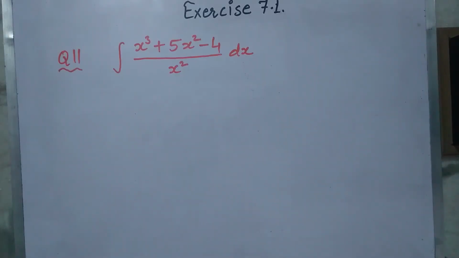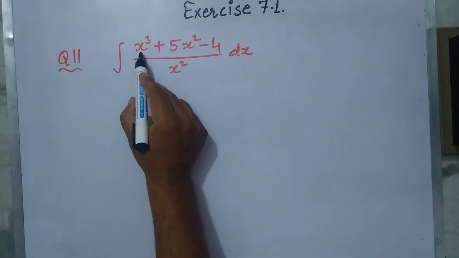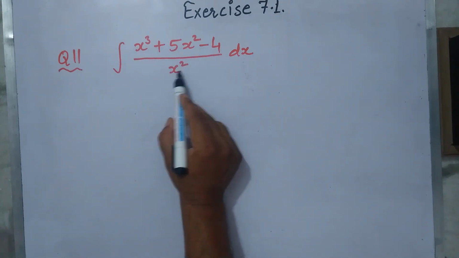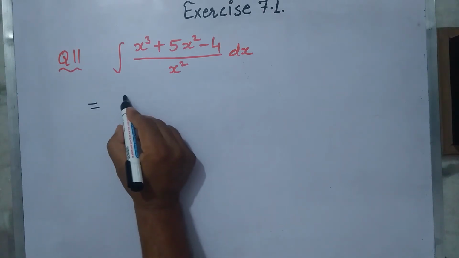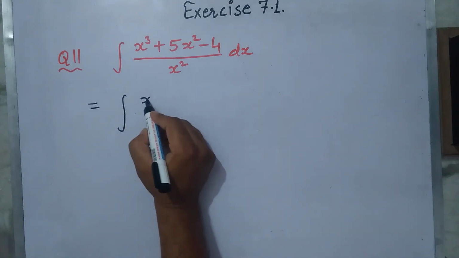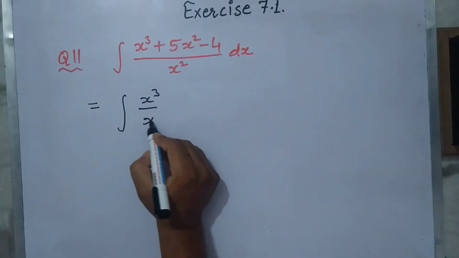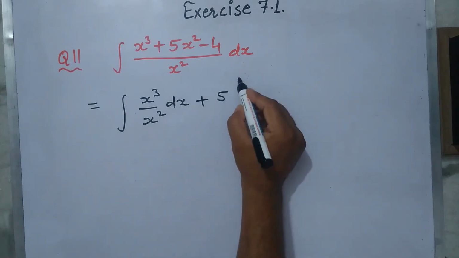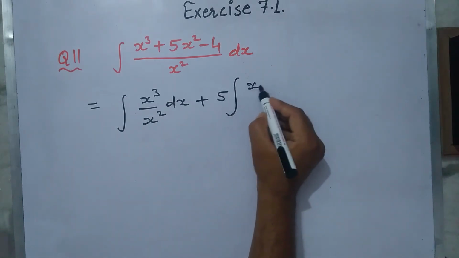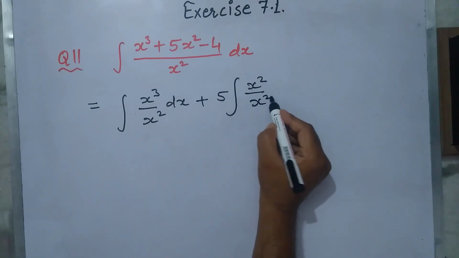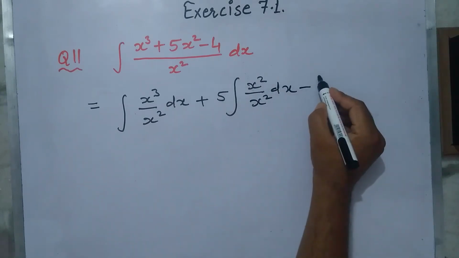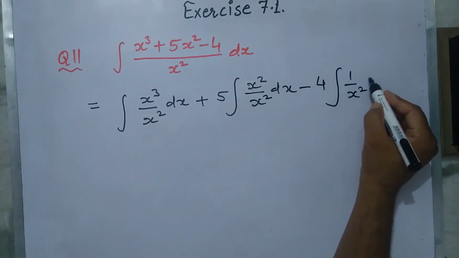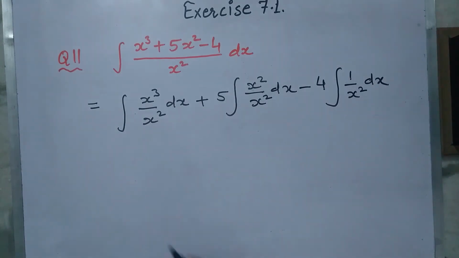Our next question is question number 11. Find the integration of (x^3 + 5x^2 - 4) divided by x^2. So this is equal to integration of x^3 upon x^2 dx plus 5 is the constant, so taking it outside, x^2 upon x^2 dx, minus again 4 is the constant, 1 upon x^2 dx.